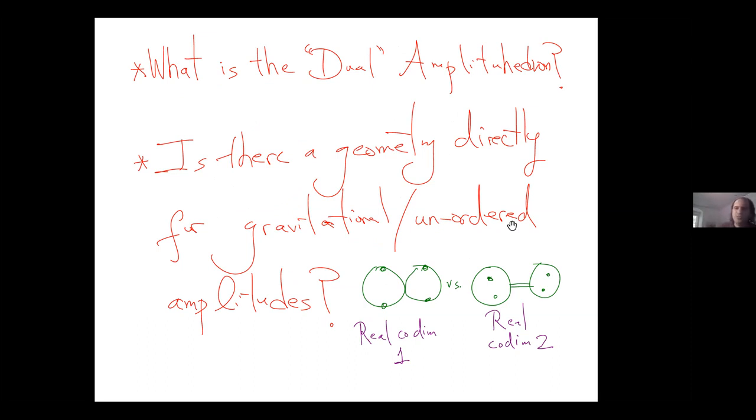I'm sure this object exists. I'm sure it's 2 orders deeper than anything that we've been talking about so far, and is incredibly important to try to get our hands on it and understand. And another sort of persistent mystery: is there any geometry, directly combinatoric geometry, anything that lets us think about gravity, or really unordered amplitudes, directly?